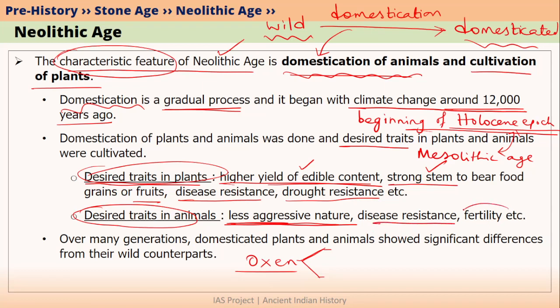The most important factor probably was fertility, because if an animal was able to produce more number of offsprings, then such kind of animal was selected. So some of the desired traits in animals were the animal should be less aggressive, it should have high disease resistance, and it should have high fertility rate. So we have seen that domestication is a gradual process.